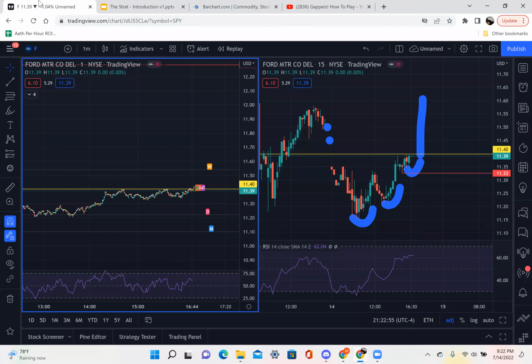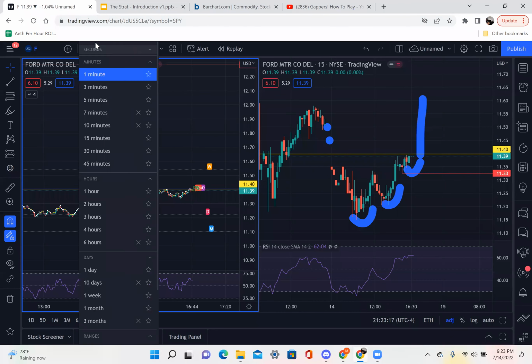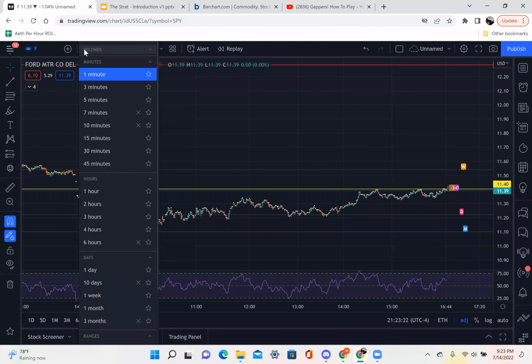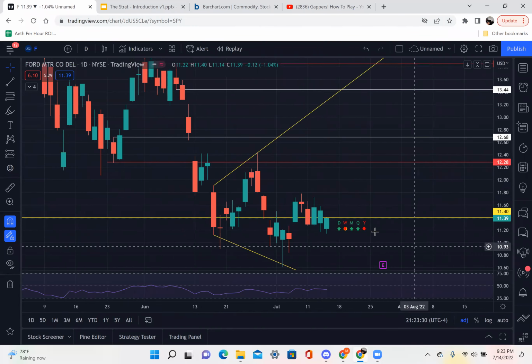If I bring you over to the chart, before I do that, let me finish the rest of this slide. When looking to trade the 3-2-2 reversals, you want to trade them exactly the same way as a normal 2-2 reversal. Hint to why I like the 2-2 reversals. We could go back to the forward if anybody needs to. I'm just trying to finish up the slides, because I know some people just want to see that, and then we could go to the chart, whatever the case may be.